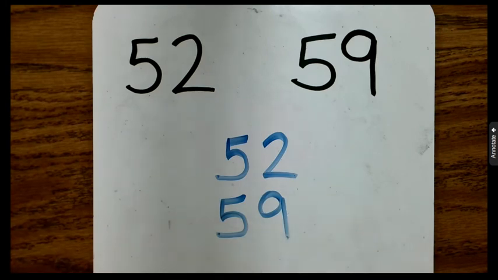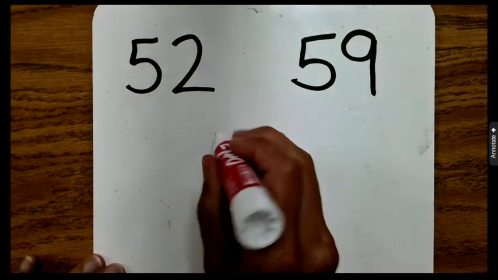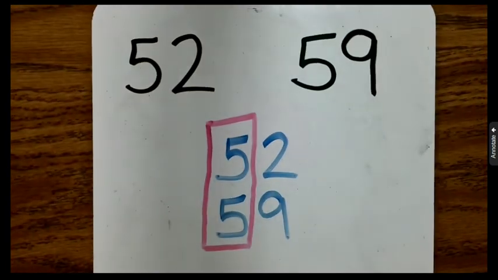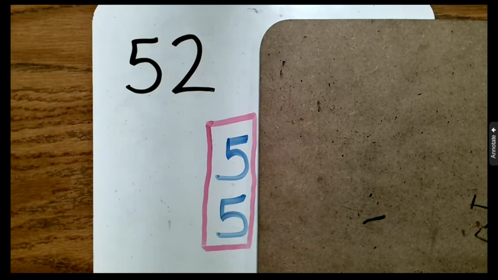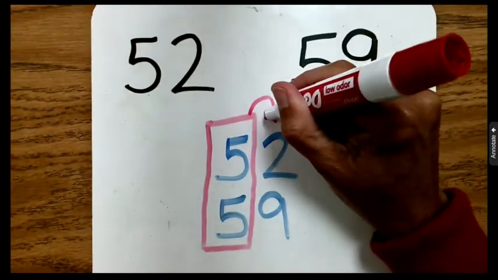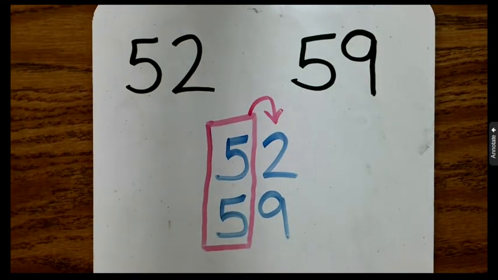59. We line them up, making sure our ones are lined up. They are. Now we're going to the greatest place value column. When we get to the greatest place value column, again, we don't even have to think about the other digits yet, but we see we have an issue. 5 and 5 are the same. If they are the same and we can't pick out the bigger digit, that is when we know we have to look at the next digit over. In this case, that is in the ones column.